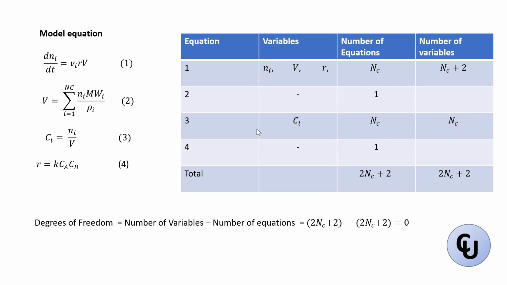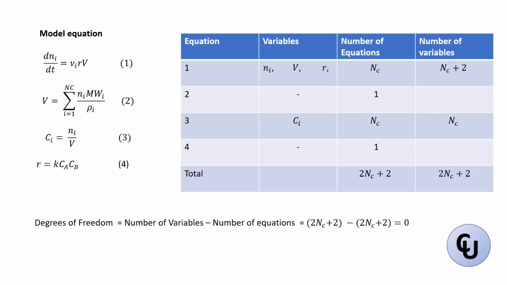For the fourth one, the rate, R has been counted. We don't have any new variable, since CA and CB have been counted as well, because CI is basically CA, CB, and CC. How many equations? 1 equation, but no new variable. If you add everything together, you have 2NC plus 2 equations and also 2NC plus 2 variables. So the degrees of freedom, number of variables minus number of equations, is 0. So good, we can solve it.